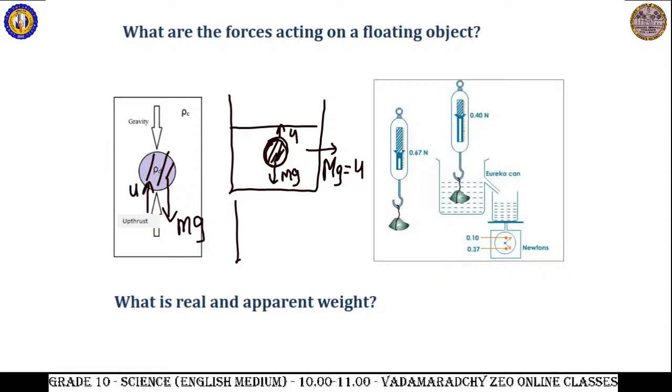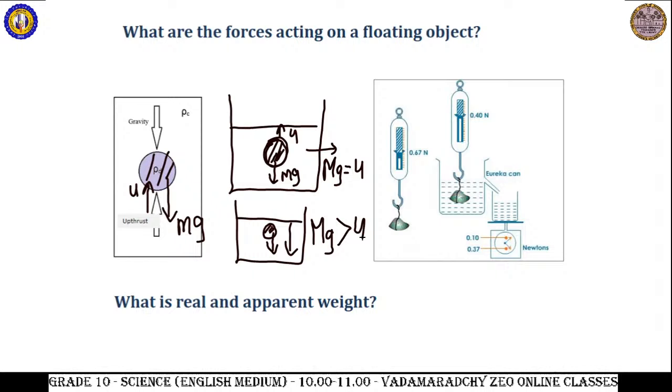Okay. If after immersing this object, the object moves downward, we can say the object is moving downward. So the resultant force should act downwards. So in this instance, we can say the weight of the object is greater than the upthrust, since the downward force is greater than the upward force. So we can say mg is greater than upthrust.